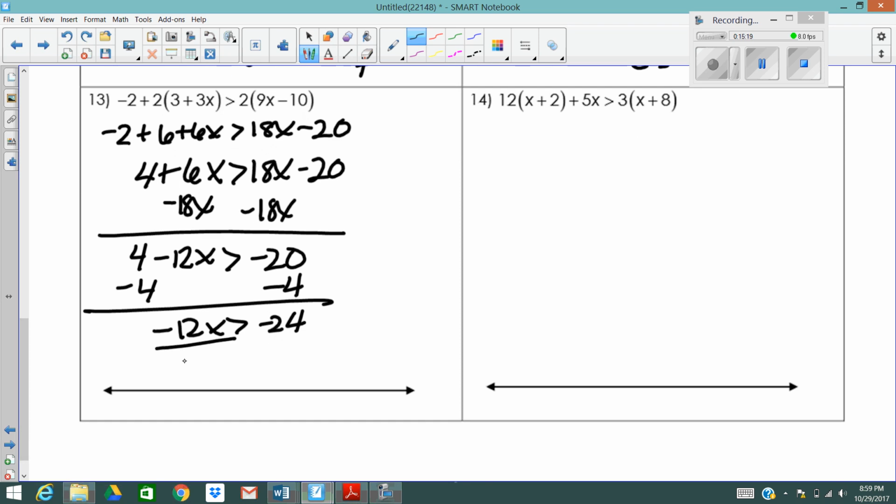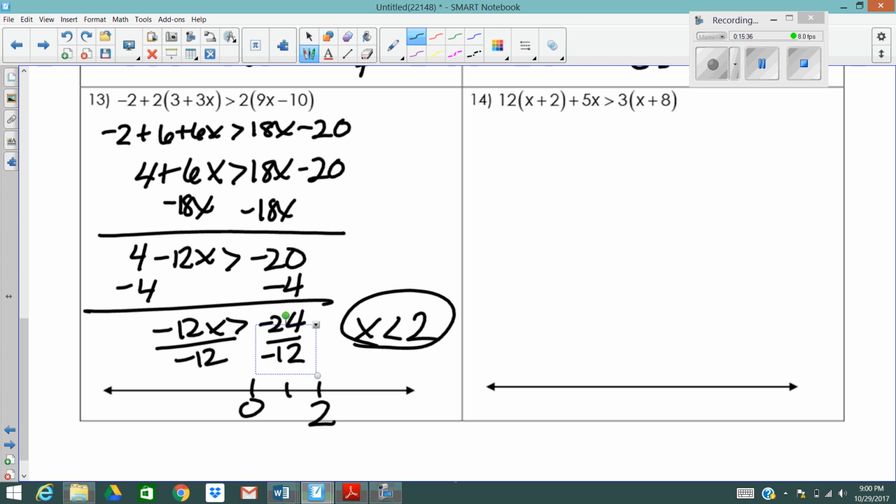And then divide both sides by negative 12. And we get x is less than positive 2 because I divided by a negative 12. So I needed to flip my inequality sign. So I graph 0, 1, 2, open circle on 2 because it's less than, and then an arrow to the left because it's less than.